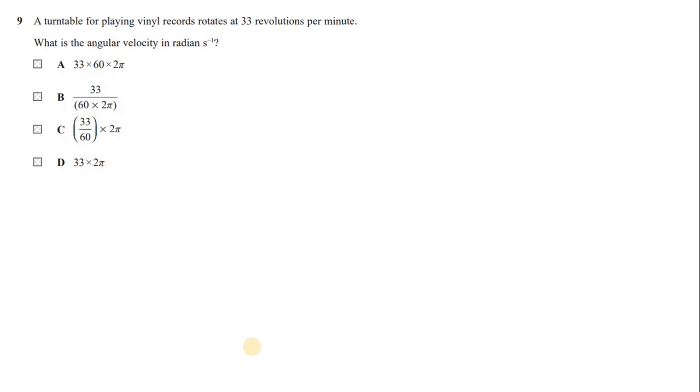Question 9. A turntable playing vinyl records rotates at 33 revolutions per minute, RPM. What is the angular velocity in radians per second? Easy, straightforward question. For RPM, you need to multiply by 2 pi and divide by 60.